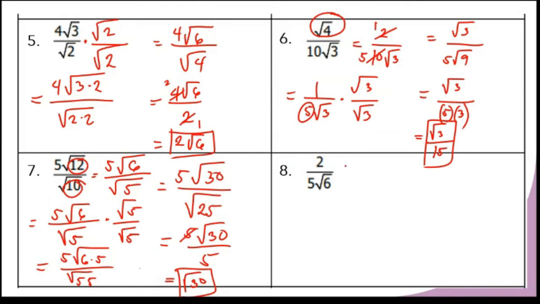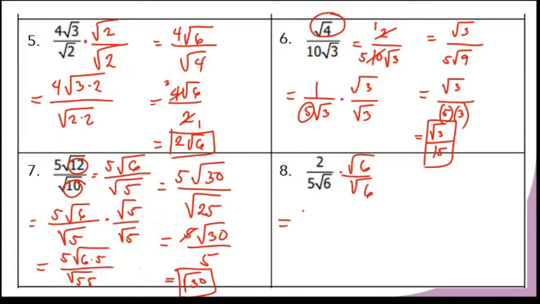Number 8. Based on the given, there are no radicals that can be simplified, and there is no common factor between the numerator and the denominator. So the only thing that we can do now is to eliminate the radical in the denominator by rationalizing it. So we can have square root of 5 over square root of 6, multiplied by square root of 6 over square root of 6.